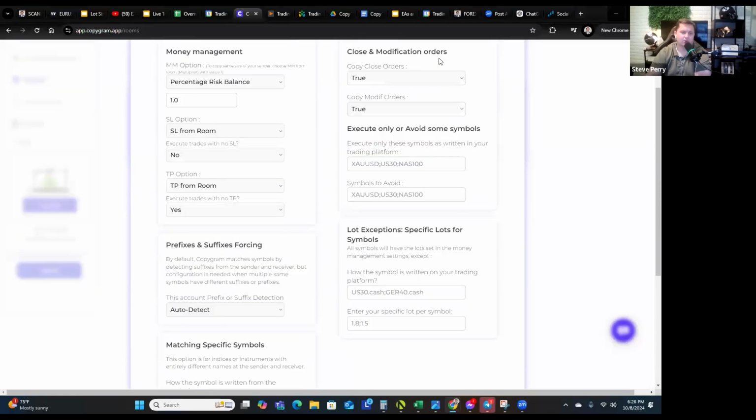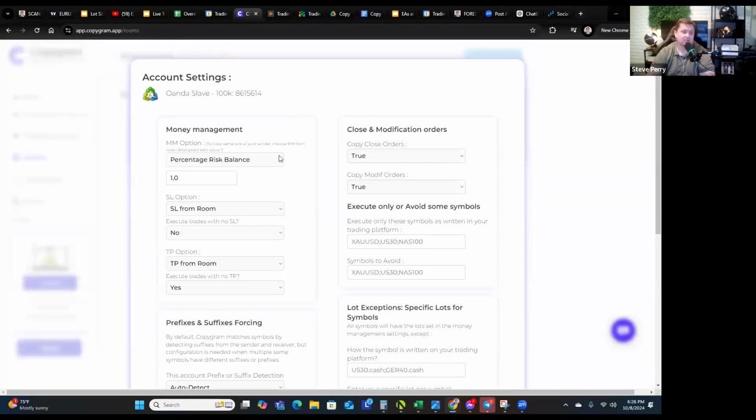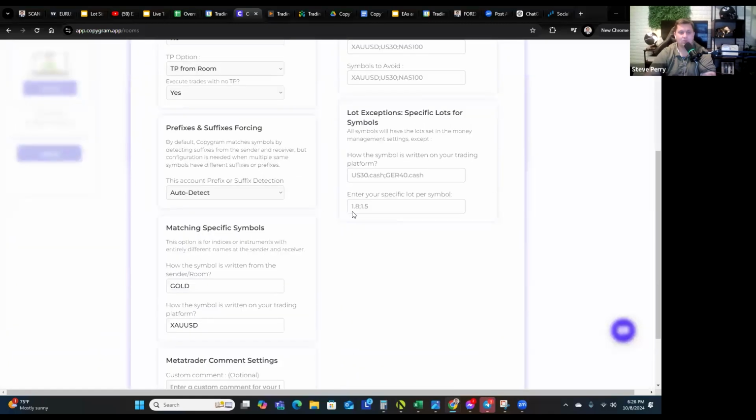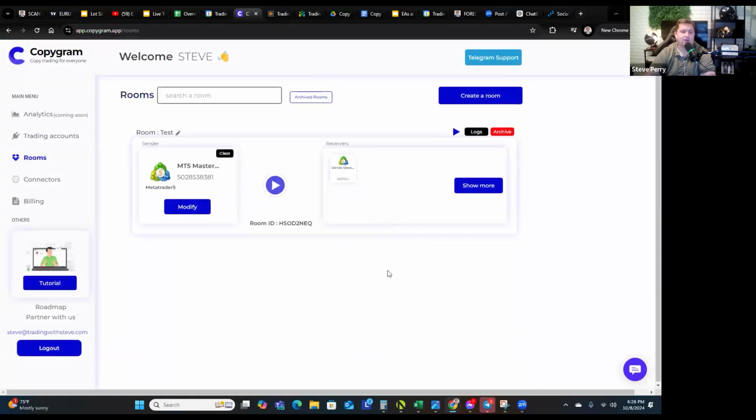Close and modification of orders. Copy close orders, true. Copy modification of orders, true. Yep. That's pretty much it. That's all you really got to do. And then once you like the settings that you have, you can go ahead and click save, and then you're out of here. Then you can click this button, and it would activate your copy trader.